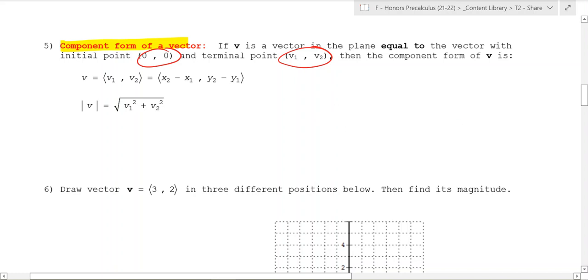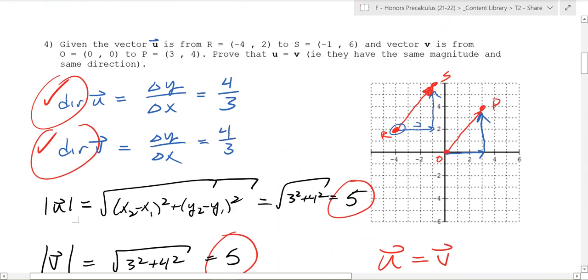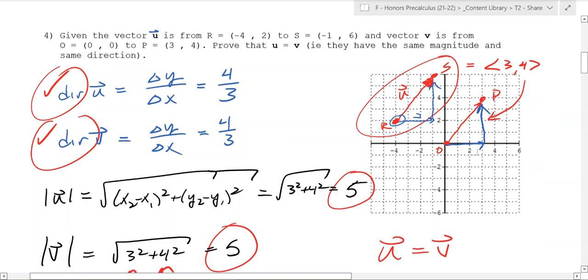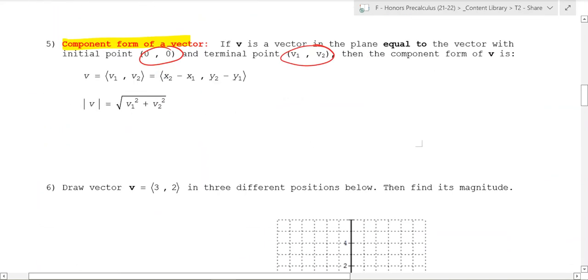So what does that mean? Let's go back for a second and see this here. This vector u right there, one way to write that would be <3, 4>, meaning wherever you start, let's say at 0, you would go over 3 and up 4. And it's the same for vector v, over 3, up 4. But the component form doesn't give you the starting point. It could be anywhere.